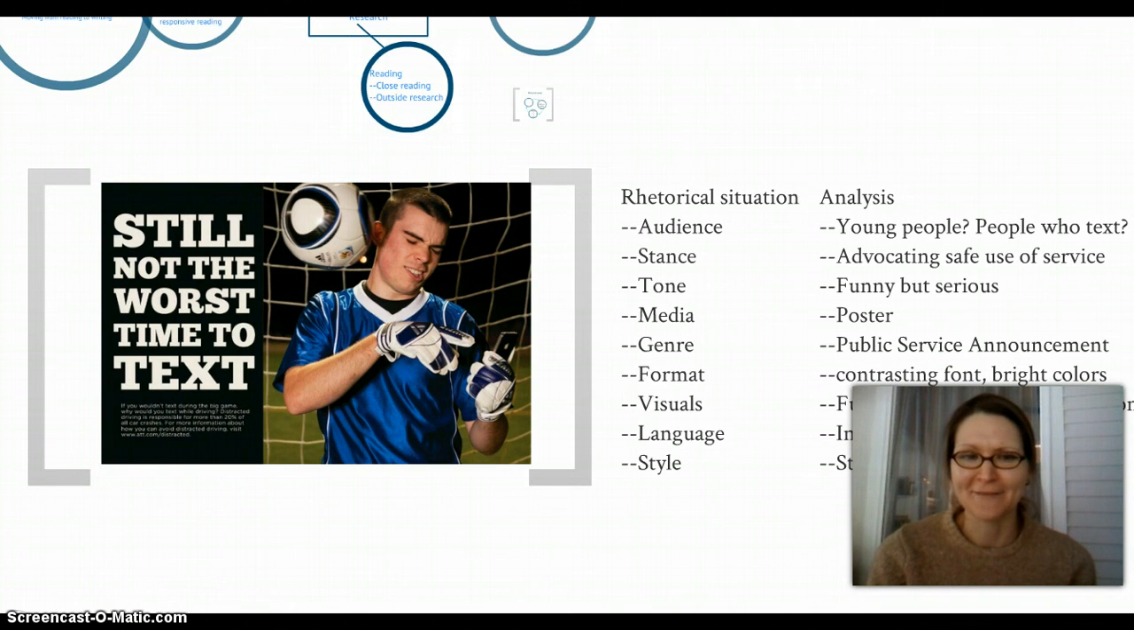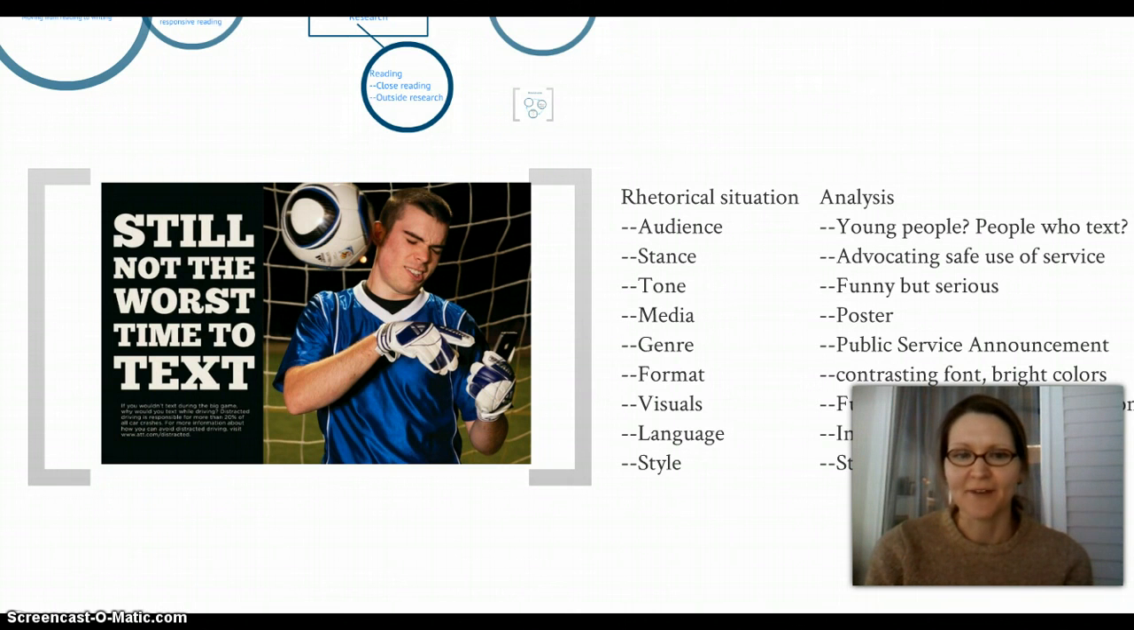Visuals. It seems to be kind of funny. You see this guy who's about to get hit in the head. He looks like he's in pain, but he's on his phone. That seems to be kind of funny. And the language is very informal, and it's kind of conversational. It's almost everyday. And the style of the language here, the rhetorical choices, it's also pretty straightforward, direct, and brief.